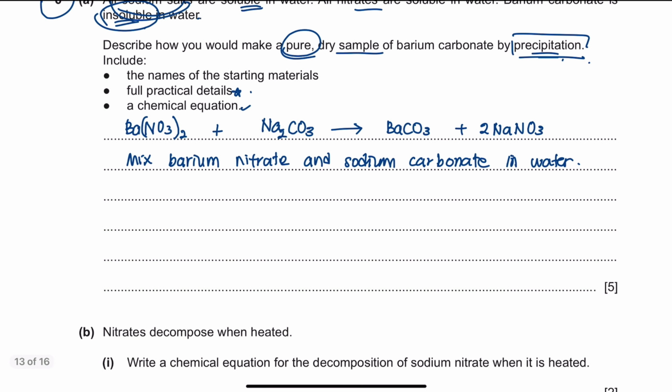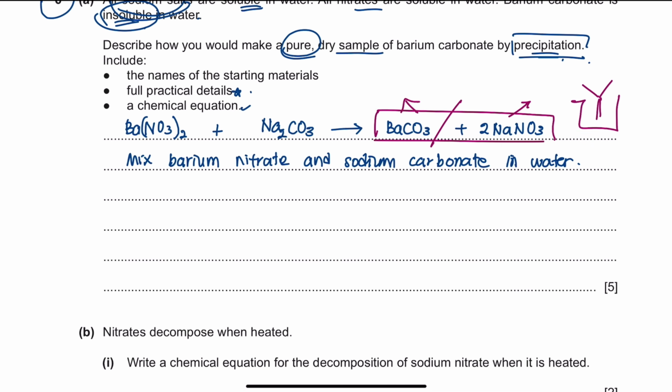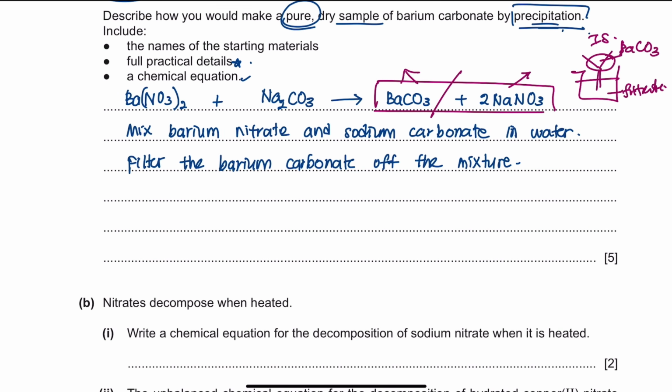The next thing that you should do is to filter out your mixture so that you could get your barium carbonate salt in your residue and you get your sodium nitrate in your filtrate. So this would be your filtrate since it is a soluble salt, and this would be your barium carbonate since barium carbonate is an insoluble salt. So that would be your residue. So you should write that as your next step. Filter the barium carbonate off the mixture, that would be your residue. So the next thing to do is to wash your residue.